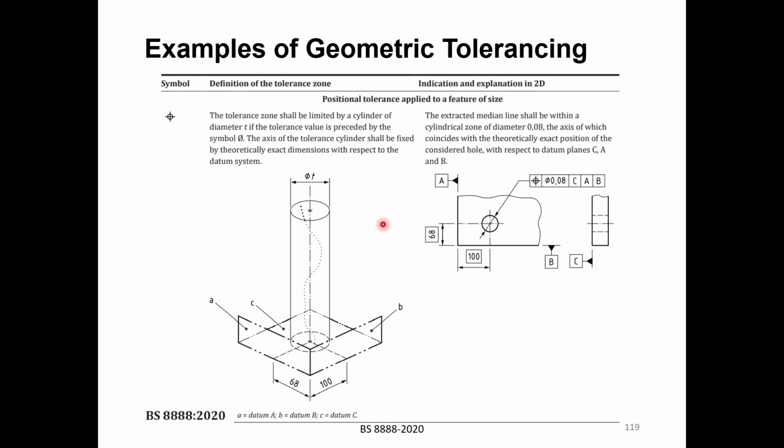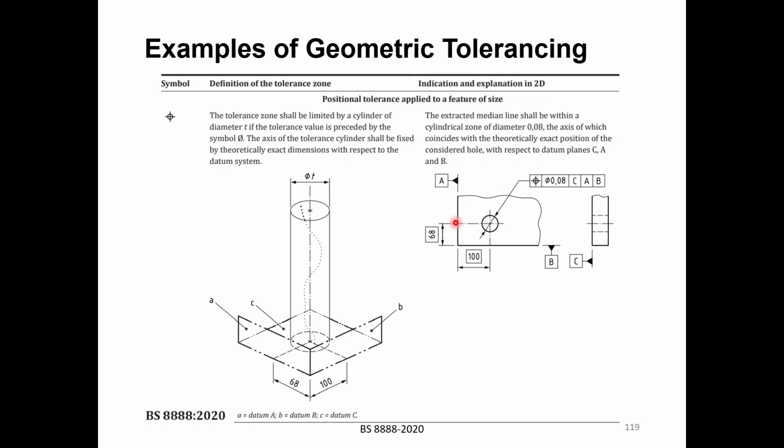For position, something similar, we say, for example, here, the position of this hole should be within phi 0.08 relative to datum C, A, and B. So we have three datums here. We have datum A, which is this face, datum B, which is this face, datum C, which is the bottom surface, which are shown here as well.